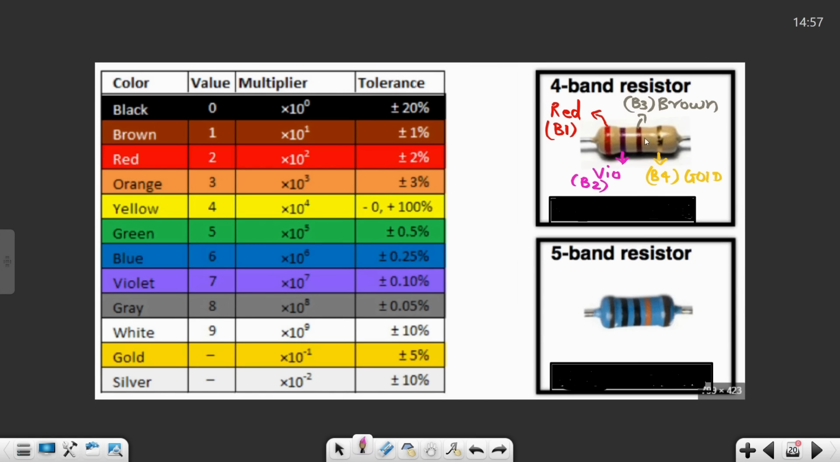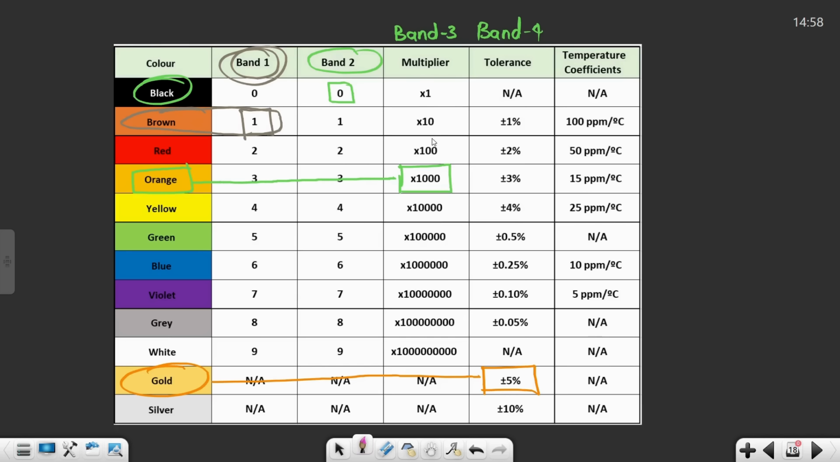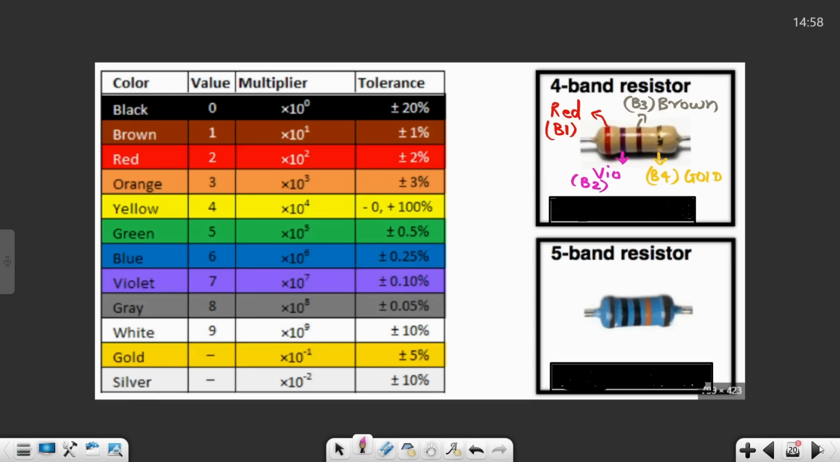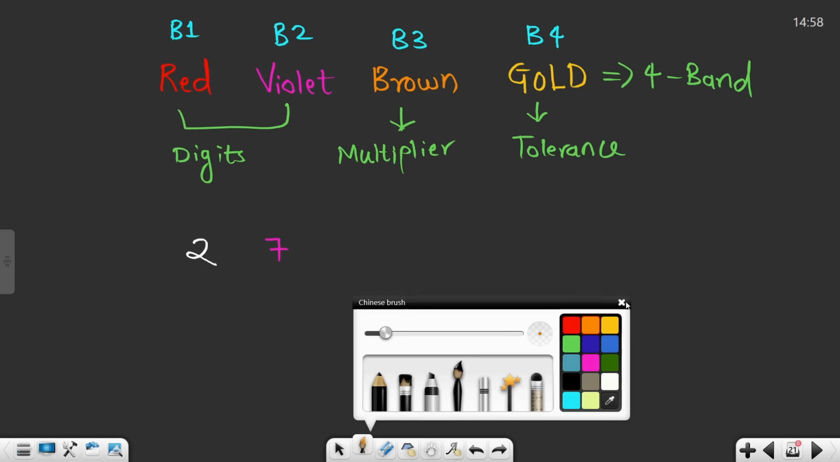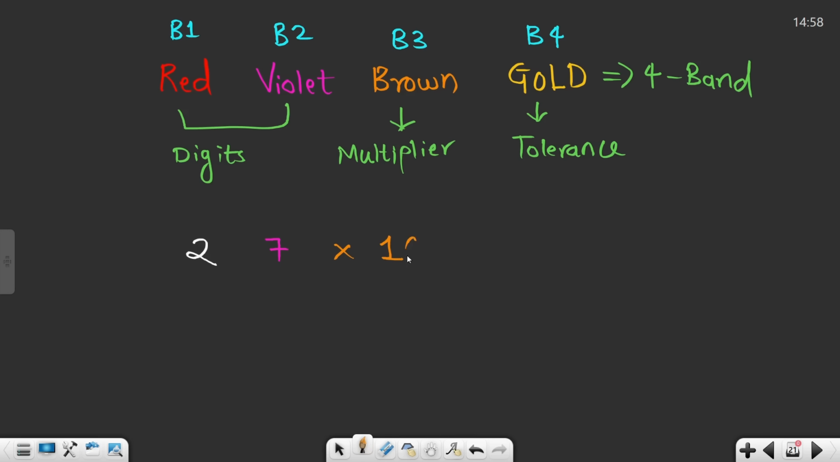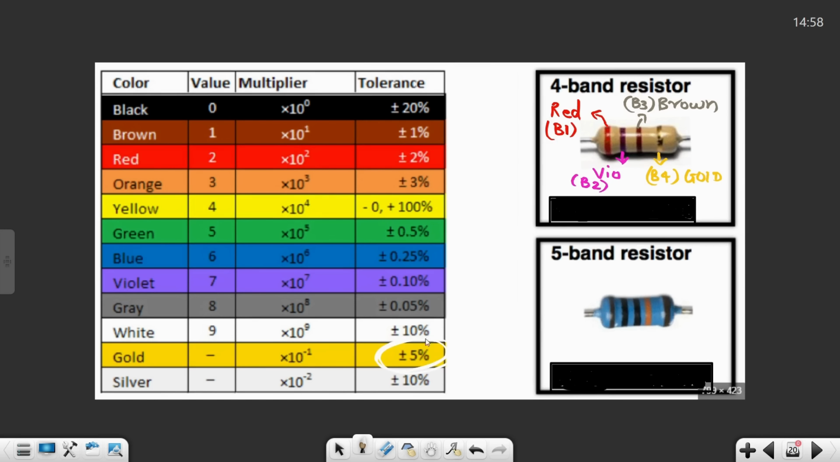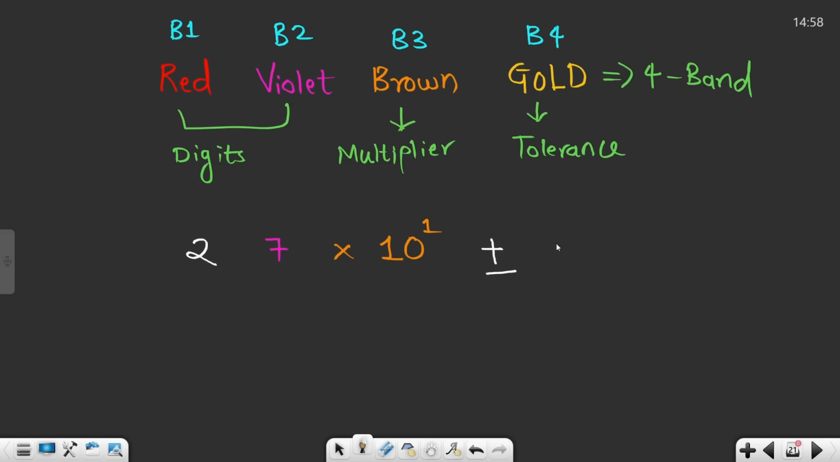Then we have the next color as brown. Since it is the third band, if you want you can refer to this. For the third band, if you refer to brown, you will get times 10, or over here it is 10 raised to 1. So multiply by 10 raised to 1, or you can write 10. And then we have plus or minus of the tolerance. For gold it is 5%, plus or minus 5%.